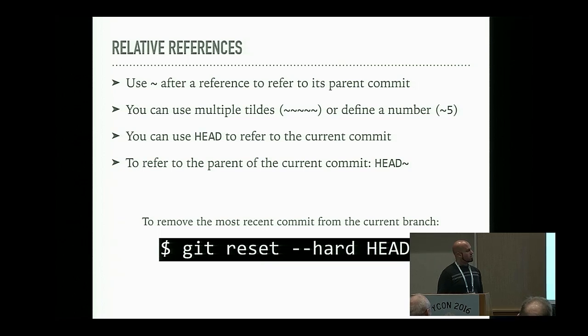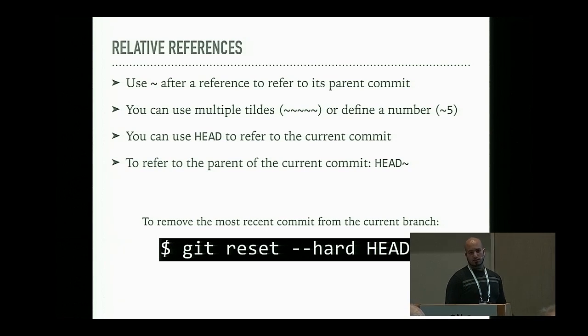You can use multiple tildes to back up multiple parents, or you can define a number. So tilde, tilde, tilde, tilde, tilde is exactly the same thing as tilde 5. You can also provide these references after a branch name. So you can say master tilde, or fixed typos tilde, or any reference you want.